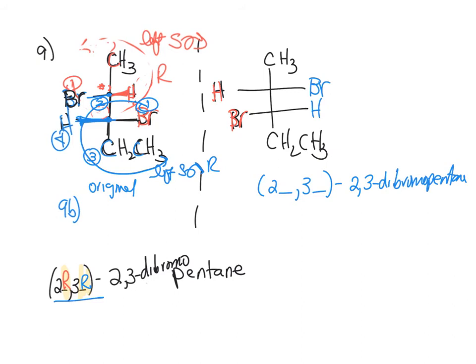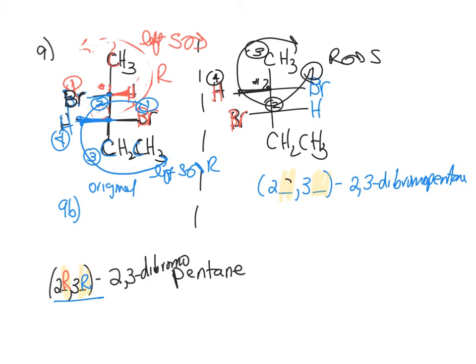Once again, we are trying to figure out what these R and S configurations are. Let's do the first one. You could probably already figure this out, but for learning purposes, I'm going to go through the process. 1, 2, 3, that is 4. That is R, and the hydrogen is on horizontal, so R becomes S. So carbon number 2 is S.